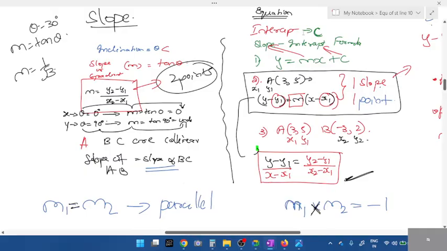Okay. There's this formula, students. We'll be starting with parallel and perpendicular slope. For parallel, m1 is equal to m2. For perpendicular, m1 into m2 is equal to -1.